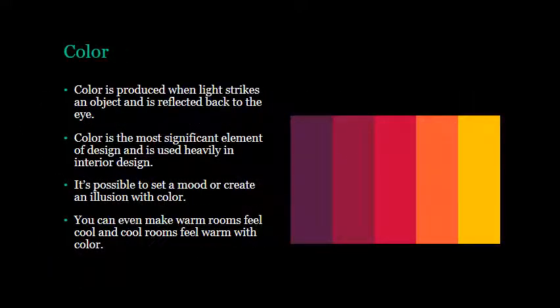Our last element of design is color. Colors are really our most significant element in design. We use it heavily all the time. Anytime you're making any kind of design, color is going to be involved. Color gets produced when light strikes an object and then it gets reflected back to the eye. Depending on how much wavelength gets reflected back to the eye, that's the color you see. So when we use color in design, you can set a mood, you can make a feeling, you can change the way people experience the room. So we use color all the time in design.